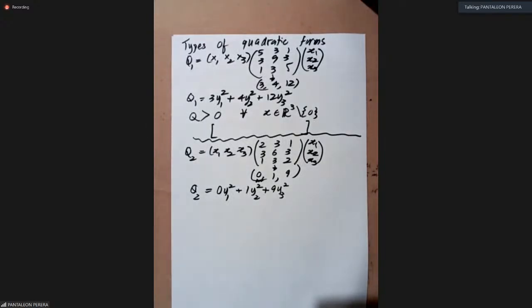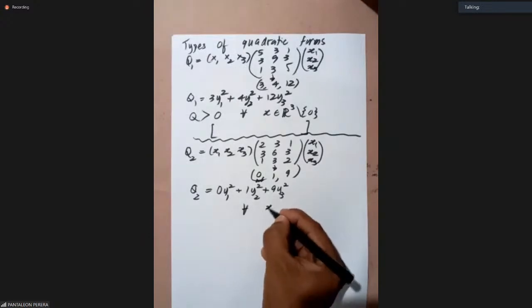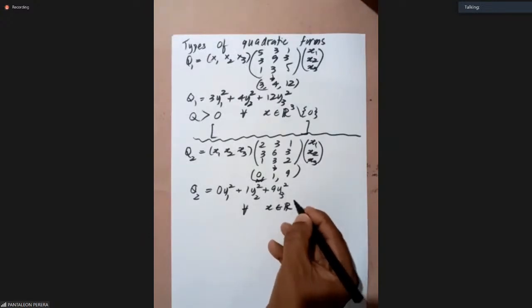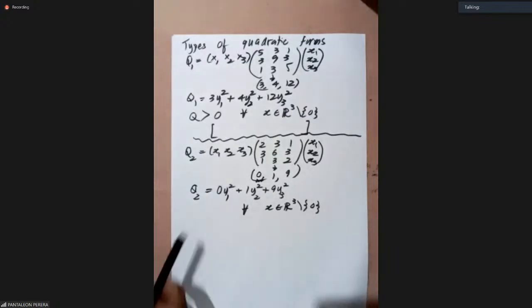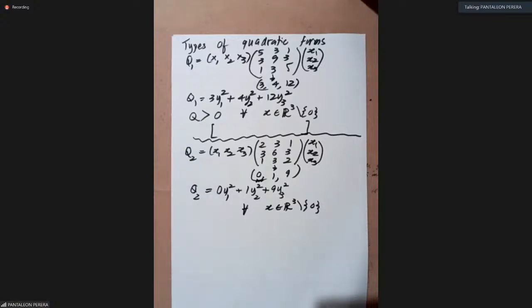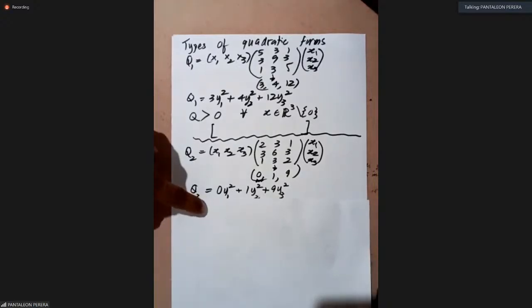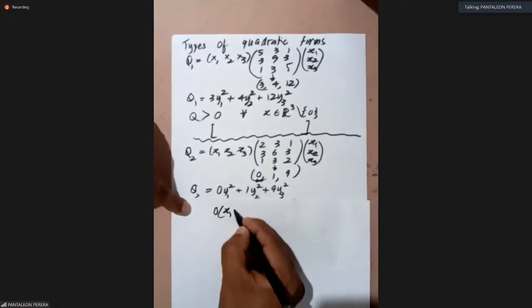Now, what can you say about Q? Y1 can be non-zero, for example. If you try to write this in terms of x1, x2, and x3, you get something like this here.